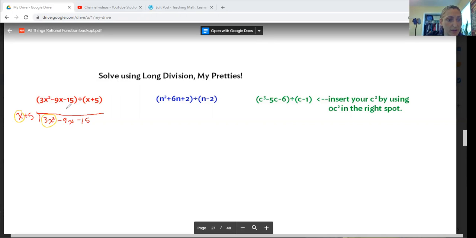So I'm going to put my 3x right here, because it's lined up with our x's, right? 3x times x plus 5. 3x times x is, of course, 3x squared. 3x times 5 is 15x. Now we're going to subtract it. So to subtract it, we distribute the negative sign through, and these both become negative.